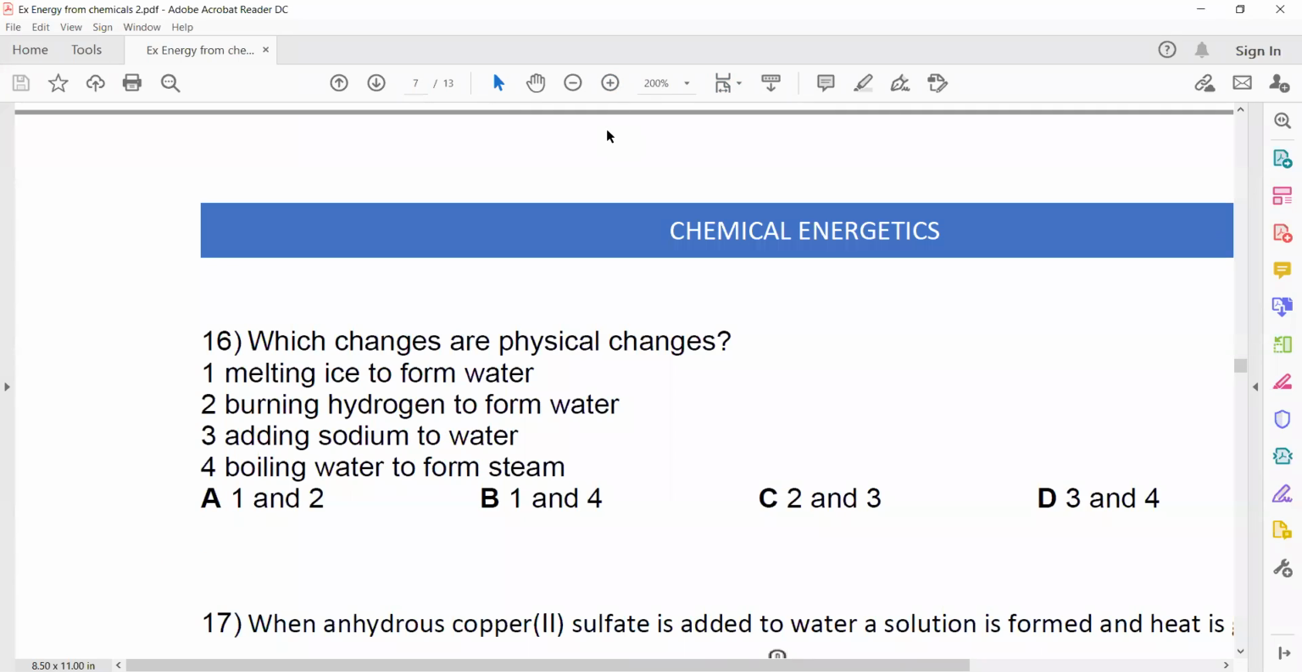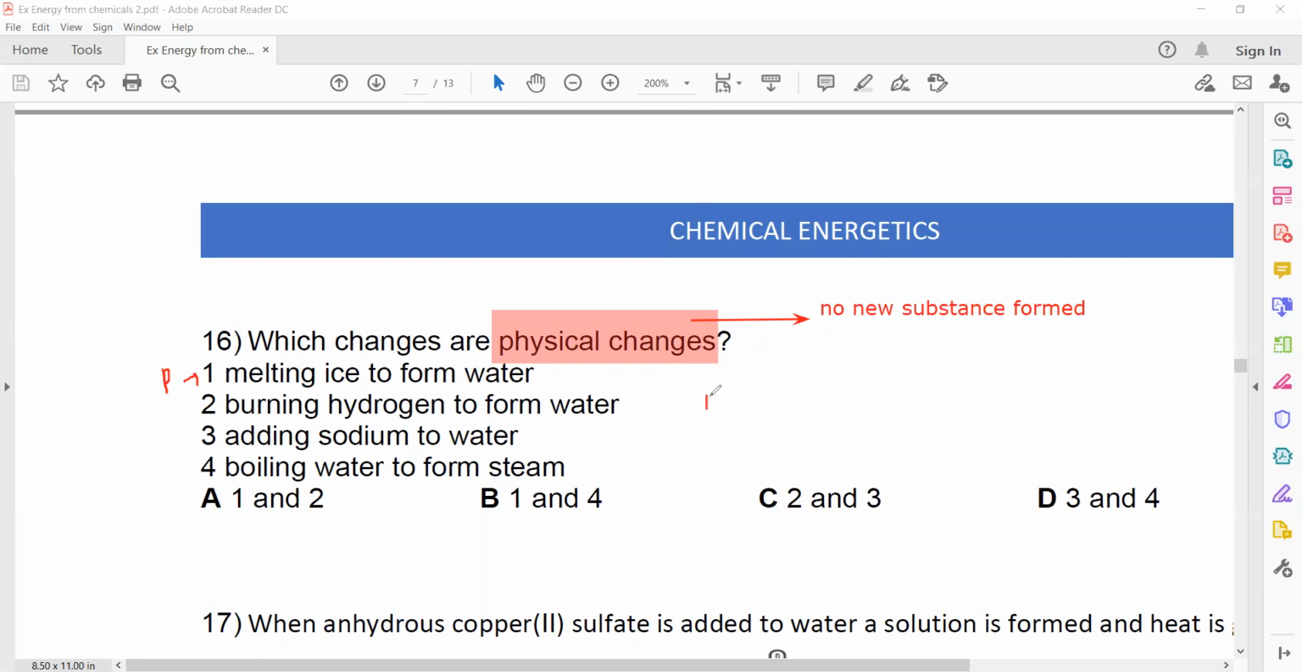The term physical change means if no new substance is formed, we call that change a physical change. Chemical change means a new substance is formed. So melting ice to form water, is it a physical or a chemical change? If no new substance is formed, the water molecule remains the same, only the arrangement changes. So this is a physical change.